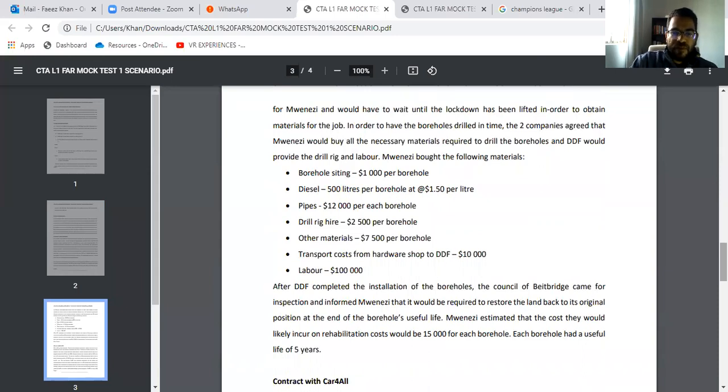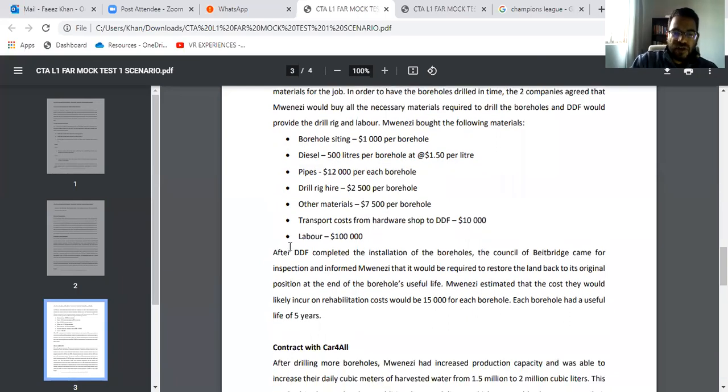Okay, after DDF completed the installation of the boreholes, the council Bridge came for inspection and informed Wanezi that it would be required to restore the land back to its original composition at the end of the borehole's useful life. Wanezi estimated that the cost they would likely incur on rehabilitation costs would be $15,000 for each borehole. Each borehole had a useful life of 5 years. Okay, so this falls within IAS 37. They call it restoration. So we'll have to have a look where we fall into.